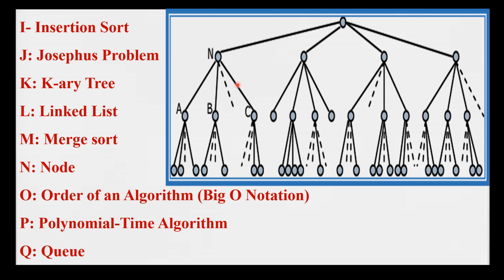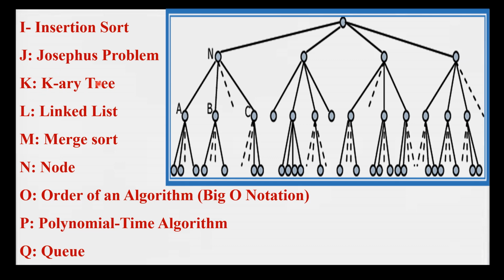Then I is the insertion sort. Now insertion sort is a sorting algorithm that repeatedly inserts a new element in the sorted subarray of an element. For example, sorting a list of unsorted numbers by inserting each number into its correct position in the sorted subarray. Then J is the Josephus problem. It is a combinatorial problem where a group of people stands in a circle and are eliminated at specific intervals. Here the problem asks for the position of the last survivor, and this problem can be solved using a circularly doubly linked list data structure.